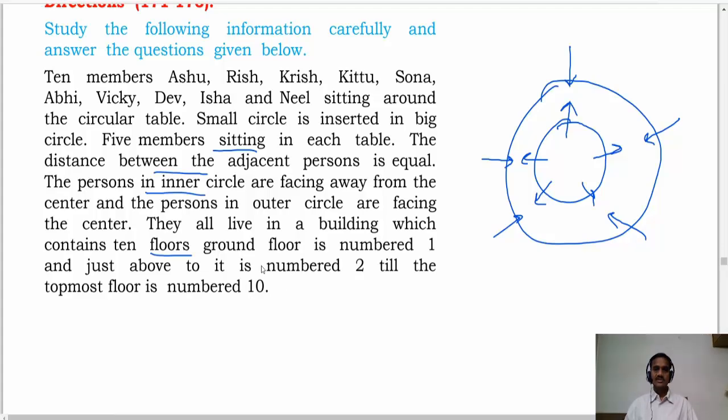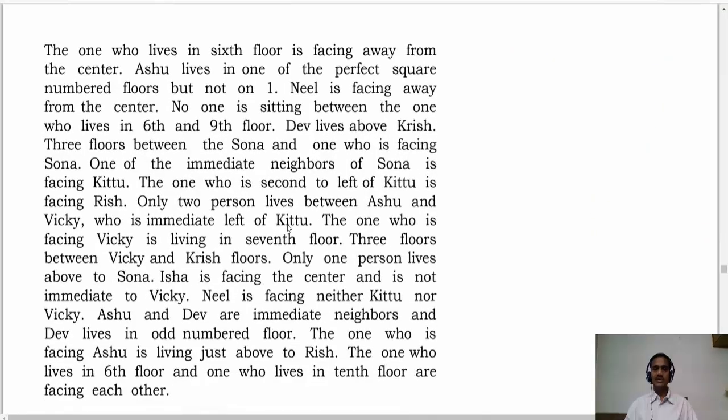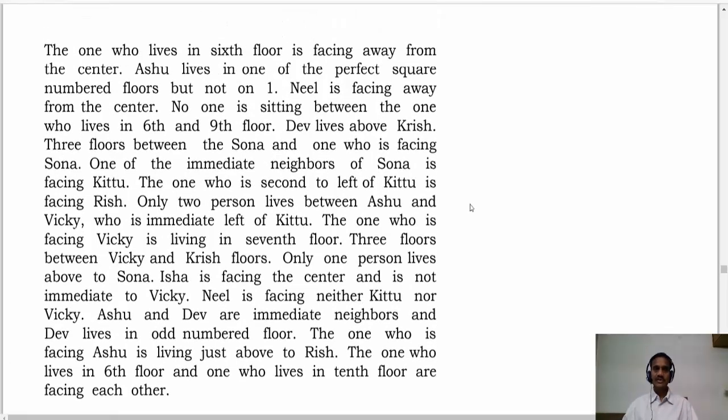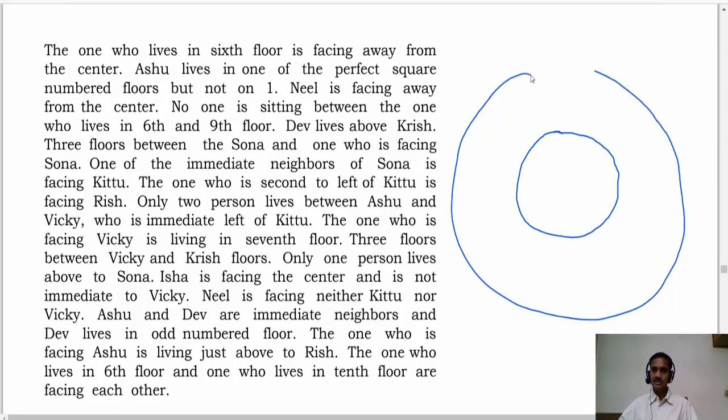And floor 1 is just above floor 2 and so on. Now we have to discuss about the floors as well. Then in this one, now what is the diagram we have? Two circles were there, inner circle and outer circle. This is the inner circle and this is the outer circle.